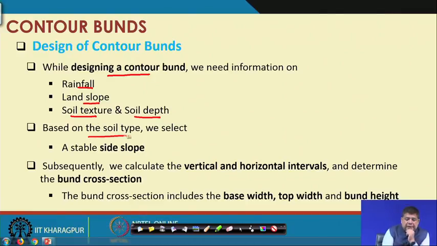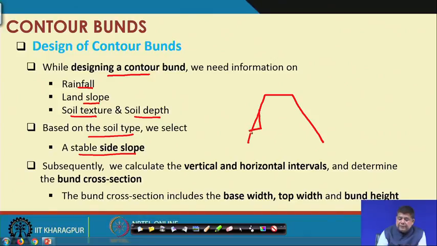Now, once we know the soil type, we decide a stable side slope. Side slope, this is typically the cross section we have seen. So, this is referred to as side slope, the slope of the sides. We have to decide a stable side slope based on the soil type, because stability is a factor here. If it is a clay soil, then we can have a steep slope. Otherwise, if it is a sandy soil, then the slope has to be flat. So, from the stability point of view, the soil type helps us in deciding the side slope.